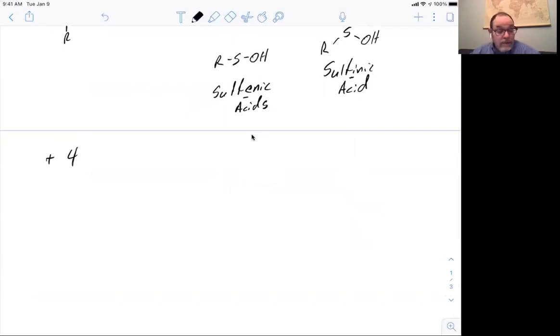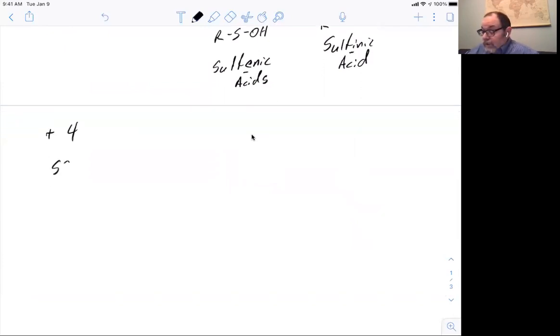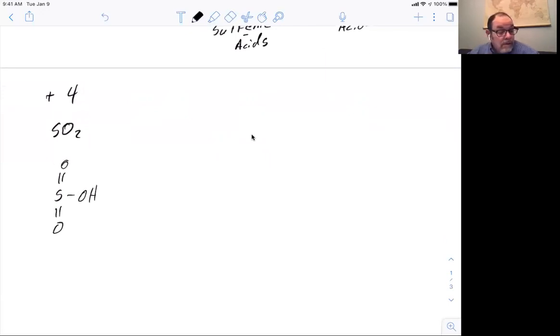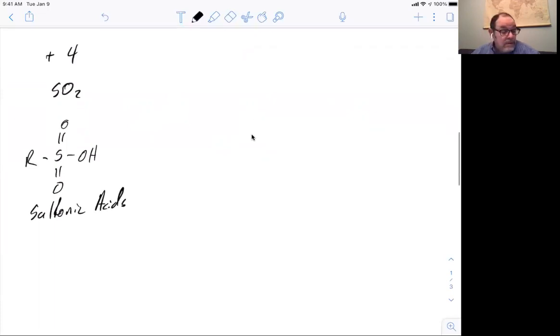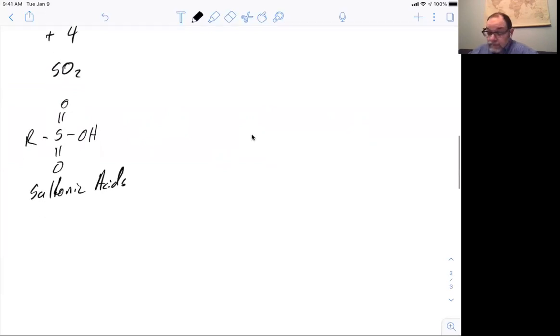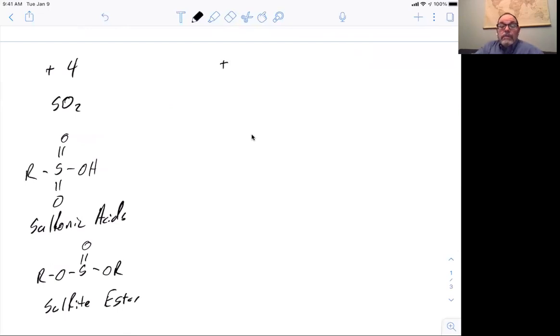We look at plus four oxidation states. We've got sulfur dioxide, sulfonic acids, and we'll see some of these next semester. Sulfite esters are a little rarer, at least in organic chemistry.